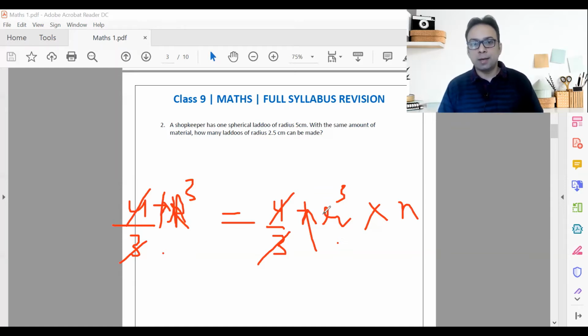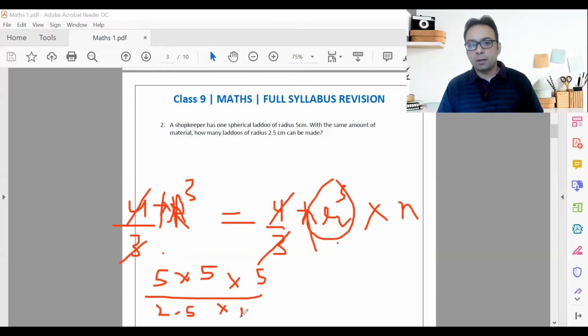Now let's put in these values. This becomes 5 into 5 into 5, capital R cube. Can we bring this down to the LHS? This becomes small r cube, which is 2.5 multiplied by 2.5 multiplied by 2.5. This will be directly equal to n, which is the number of laddus. So let's simplify this. This becomes 2. This also becomes 2. And this also becomes 2. That means n value is directly 2 into 2 into 2, which is 8.